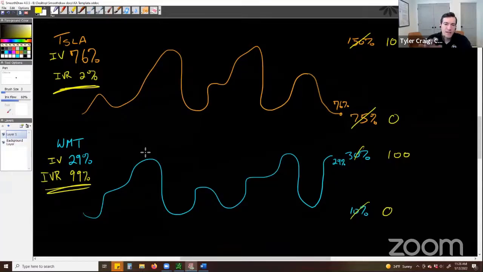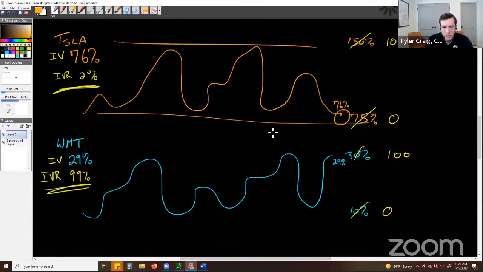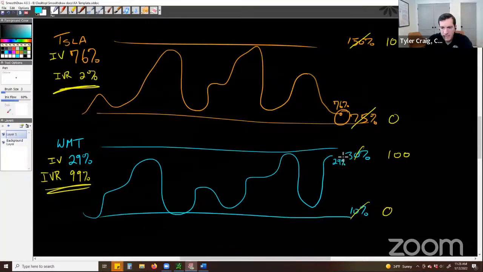When we analyze implied volatility, is it low, is it high? The way you do it is you compare the current reading versus the range. And so when you look at the range on Tesla, there's the upper end, there's the lower end. Right now, it's near the lower end. When you do the same thing on Walmart, there's the upper end, there's the lower end. It's at the upper end of the range. I didn't really know that when I just said Tesla 76, Walmart 29. I didn't know 29 was the upper end of Walmart's range and 76 was the lower end of Tesla's range. I didn't know that without looking at the actual chart and doing the numbers.